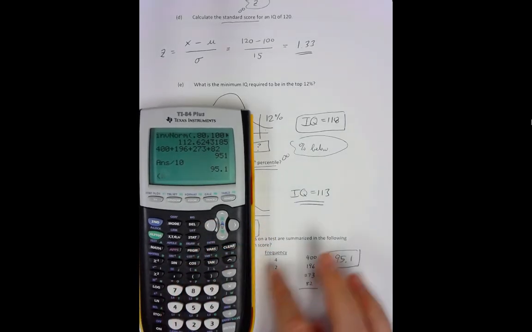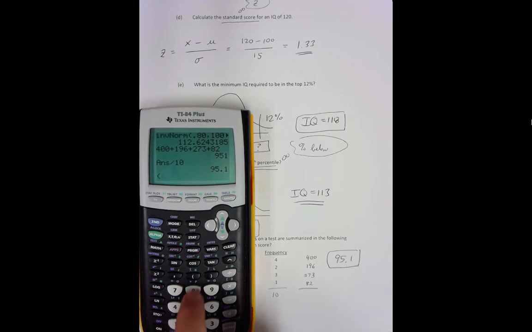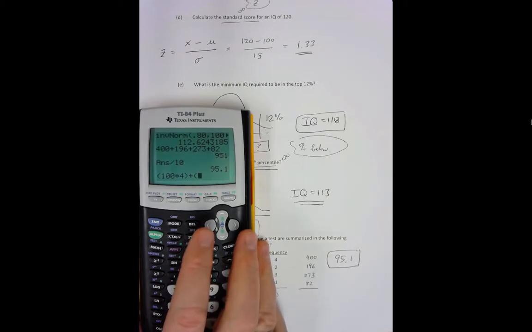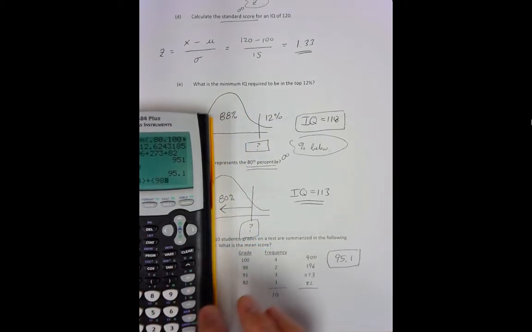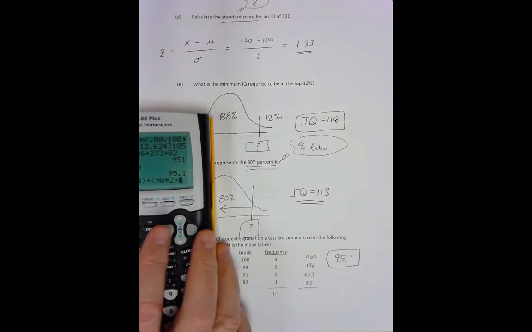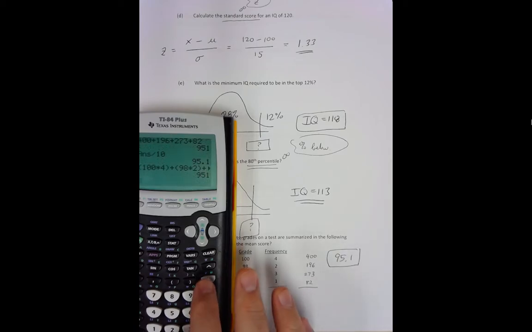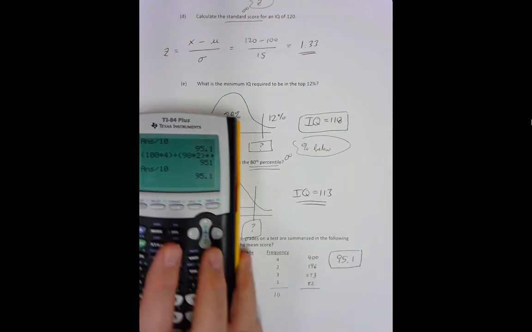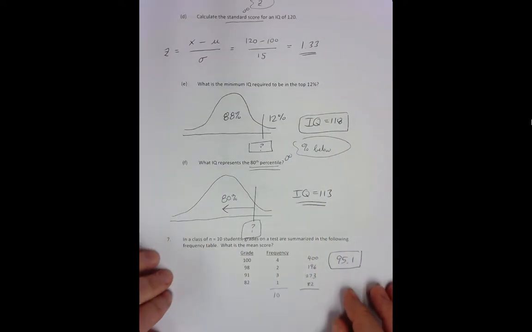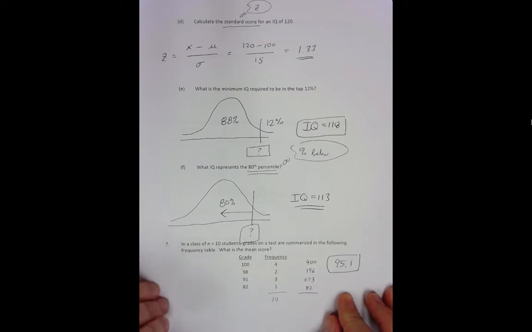Another way to do that is kind of one-stop shop. Instead of multiplying these out this way, I could have gone in parentheses 100 times 4 plus 98 times 2 plus 91 times 3. Got to put this in parentheses for obvious reasons. And then I only had to divide by 10. I still get the same 951 sum, and dividing by 10 to get the average, again 95.1. So whichever method floats your boat, go for it.